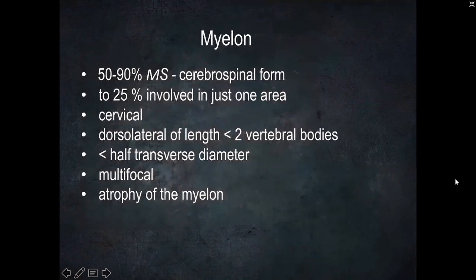The myelon should also be evaluated, because in up to 90% of multiple sclerosis patients we observe the cerebrospinal form. It's not only located in the brain, but it also affects the spinal cord, the myelon in the cervical spine. In 25% it's involved in just one area, the cervical spine only, without any affection of the thoracic and the lumbar spine. And sometimes it's multifocal, and we can observe atrophy of the myelon.